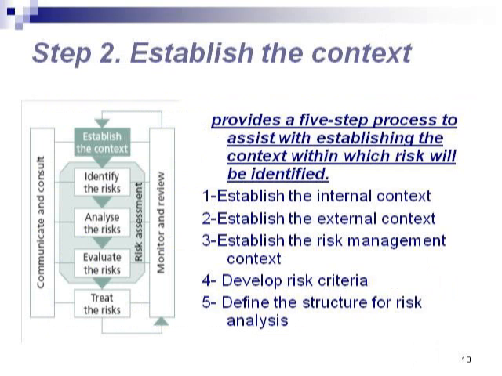Second step, it is establish the context. It provides a 5-step process to assist with establishing the context within which risk will be identified. The first is establish the internal context. Second is establish the external context, and the third is the risk management context. The fourth is develop risk criteria, and the last one is define the structure for risk analysis. This is how to establish the context.